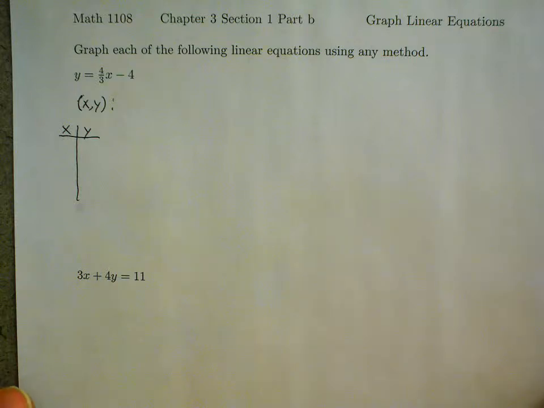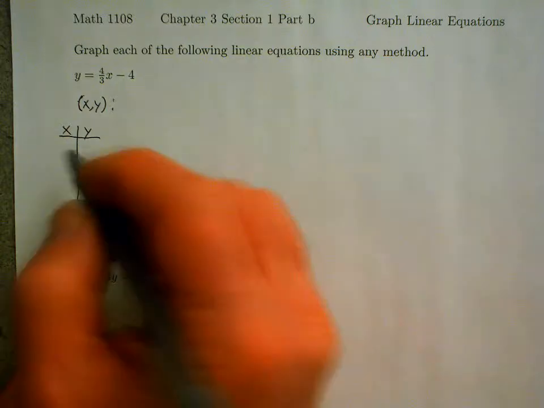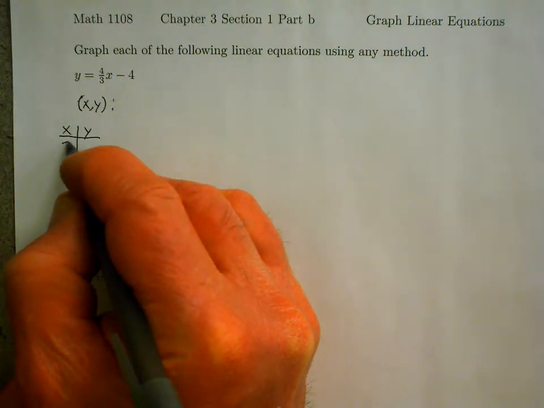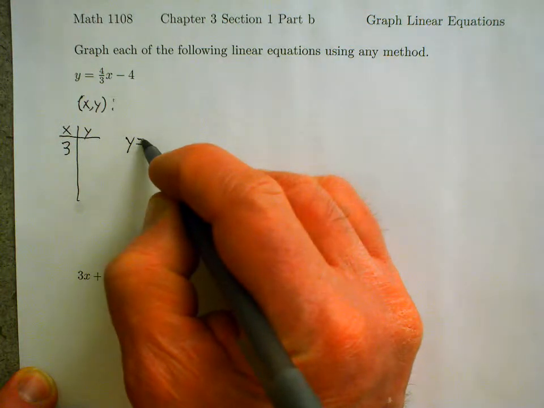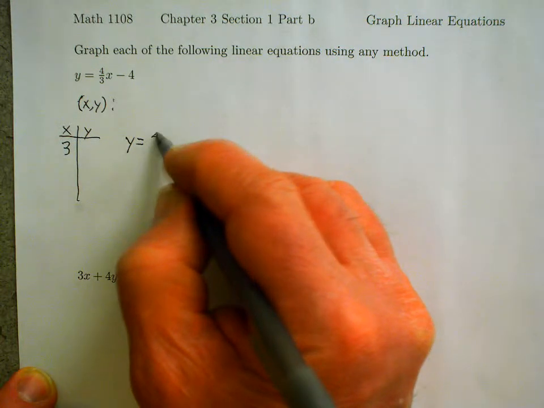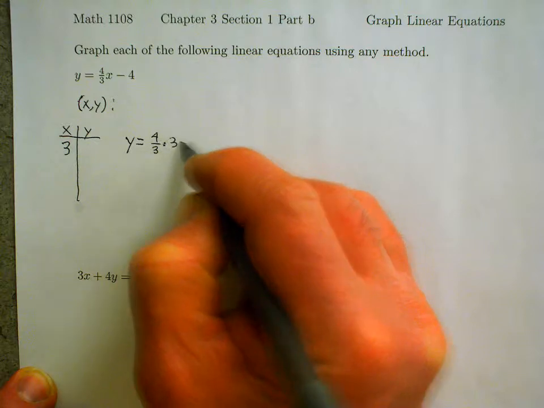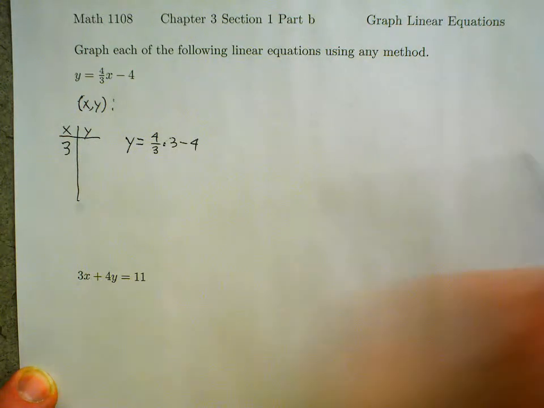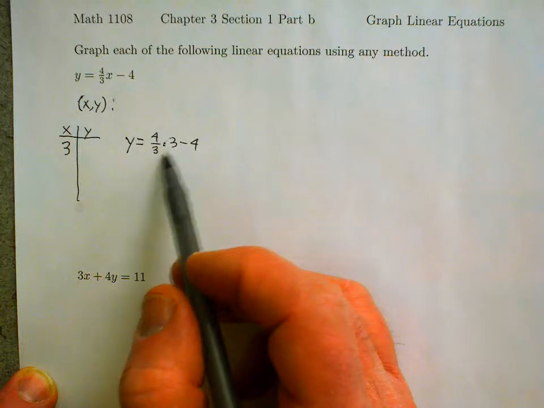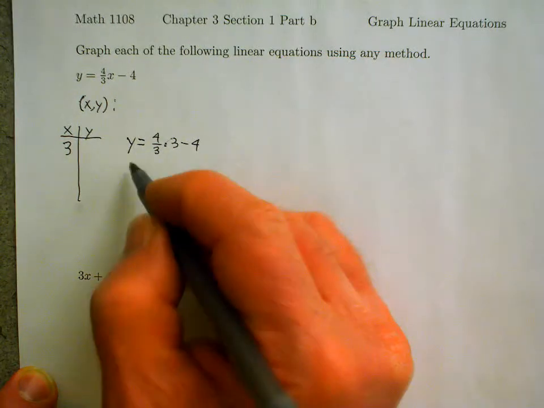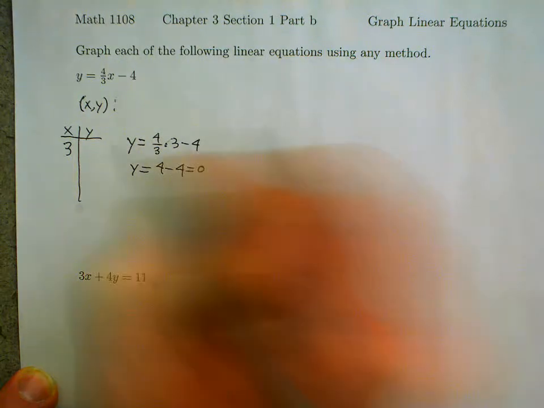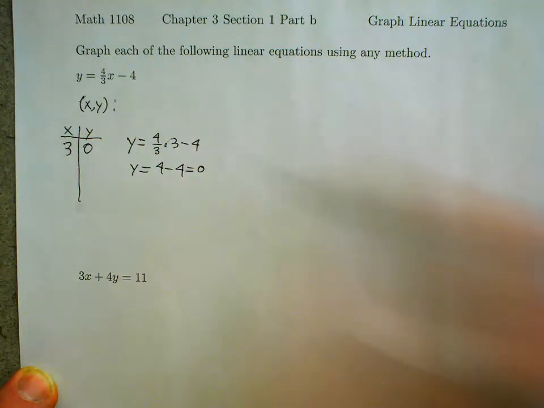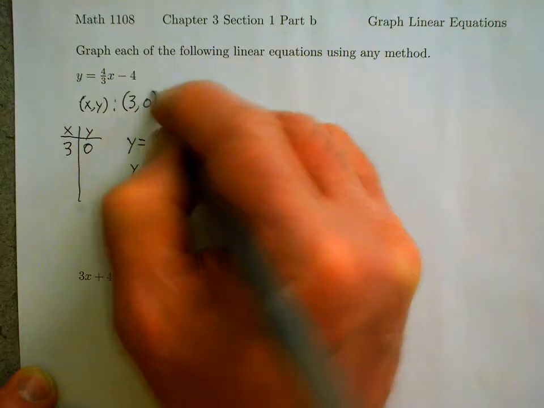Pick x to be 3? Okay. So if we pick x to be 3, then use the formula for finding the y-coordinate. Y equals 4/3 times 3 minus 4. 4/3 times 3 is 4. So we get y equals 4 minus 4, or 0. So the ordered pair 3, 0 is a point on the line.